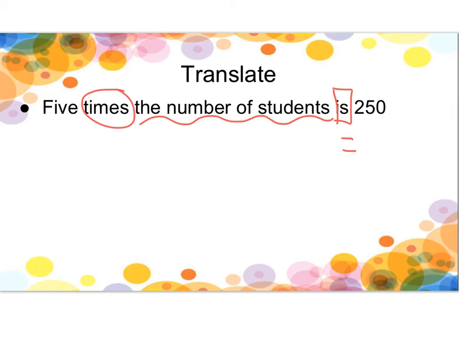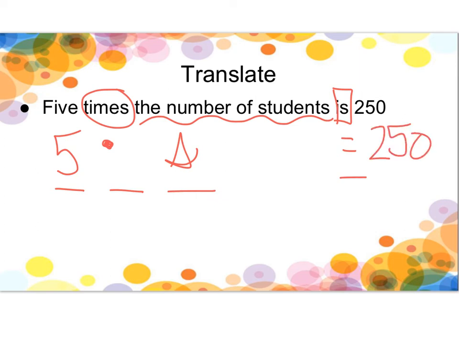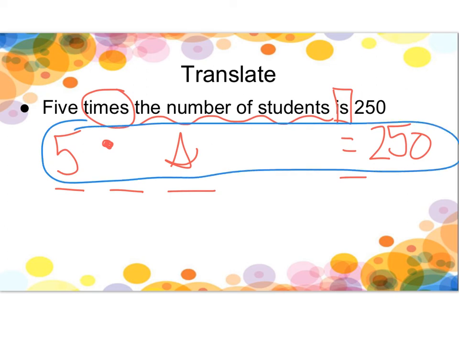And now that I have everything separated, I'm ready to translate. 5. For times, I can use a dot. I can use parentheses. I can use nothing if a number and a letter are going to be next to each other. I'm going to go ahead and use a dot for my multiplication. So 5 times, and I'm going to use the number of students, the variable s, to stand for the number of students. I think that makes sense to me. So I have 5 times the number of students is, the only thing I'm missing is 250. Here is my answer.